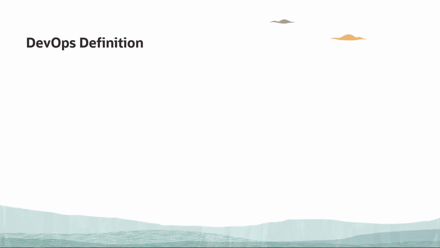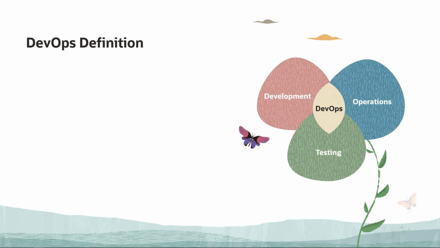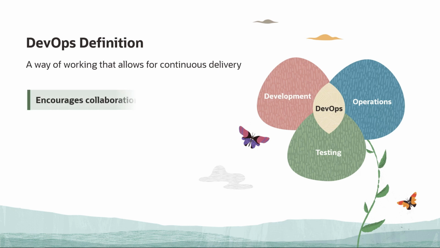Now that we know the challenges a software development team faces when using a traditional software development approach, let's try to understand what DevOps is and how it helps overcome these challenges. Let's begin with the DevOps definition. DevOps is a way of working that allows for continuous delivery. DevOps encourages collaboration between teams such as development and operations who are working in silos.